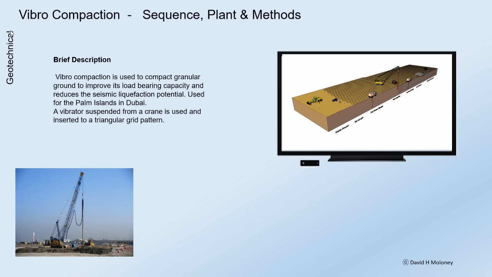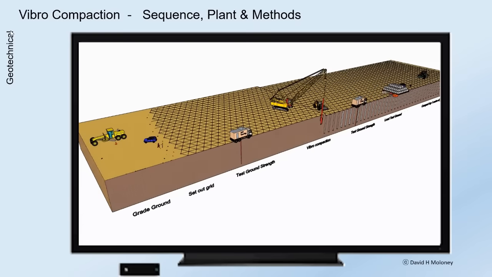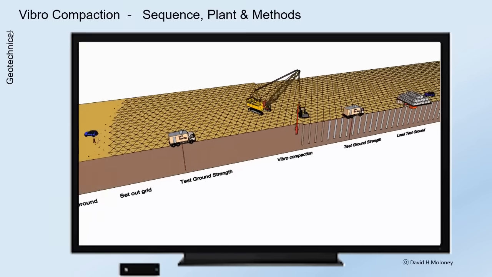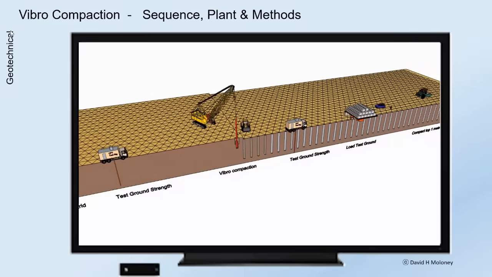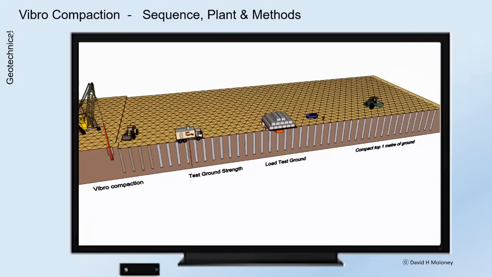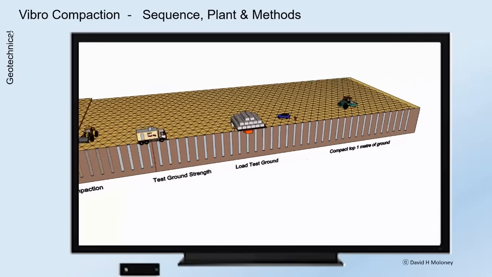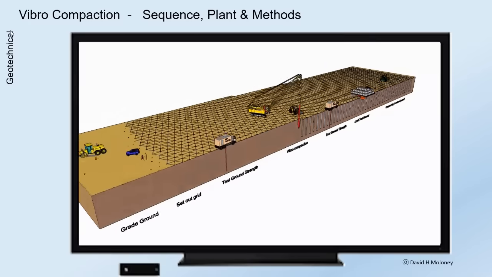Vibro compaction is used to compact granular ground to improve its load-bearing capacity and reduce the seismic liquefaction potential. Used for the Palm Islands in Dubai. A vibrator suspended from a crane is used and inserted in a triangular grid pattern.